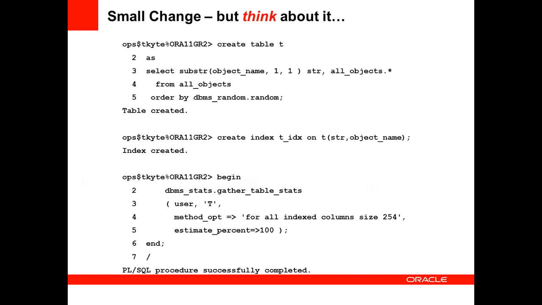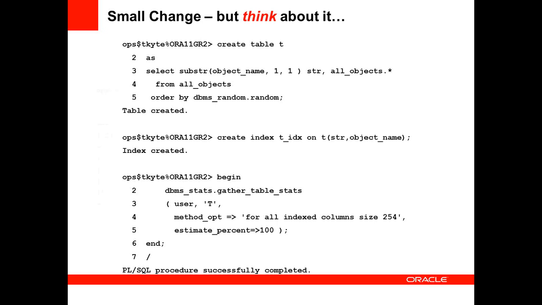Now, the cost-based optimizer is just a mathematical model. So I'm going to show you another example that even if you get the estimated cardinalities really close, you still might run into some issues. Okay, so I'm going to create a table as a 1-character column string, and then it has all the other columns of all objects. I create an index on that 1-character column and the object name and gather stats on this.